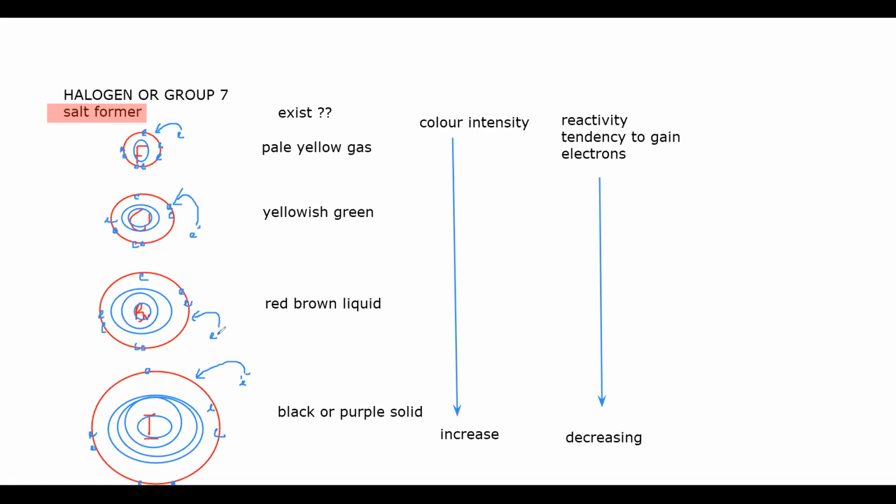As the size is getting larger, the distance from the nucleus to the outside electron is getting greater, the distance between the nucleus and the electron which is outside the atom is increasing. As this distance increases, the force of attraction between the nucleus and the electron will decrease. So which atom can attract an electron much faster or easily? Fluorine can attract electrons easily.